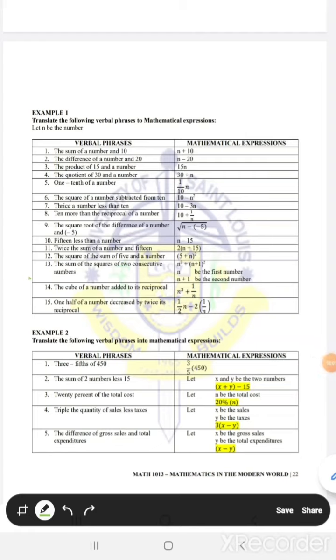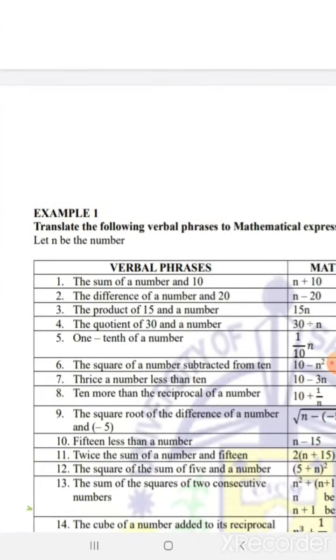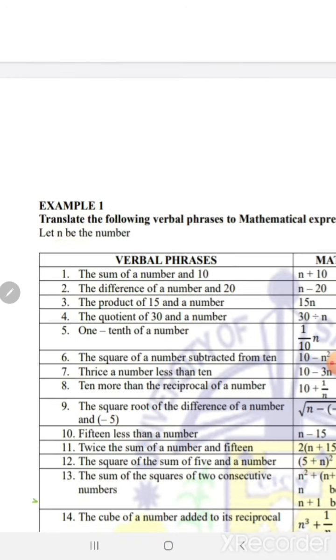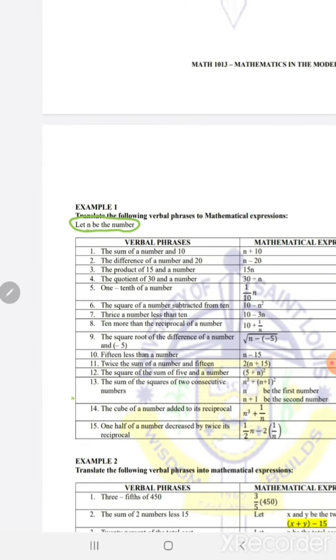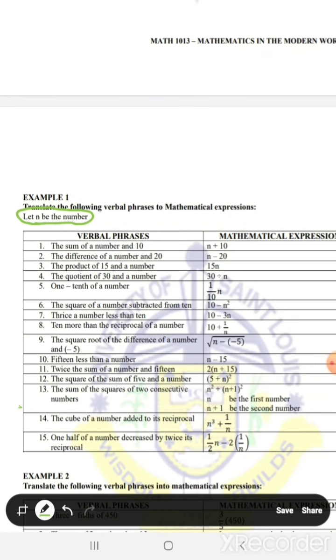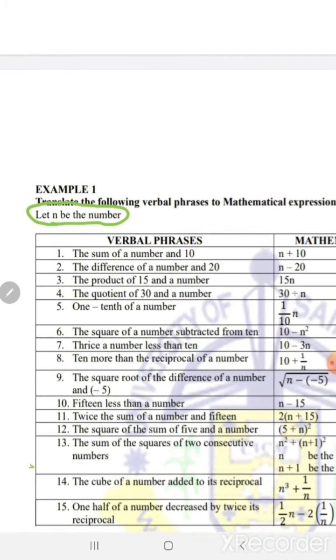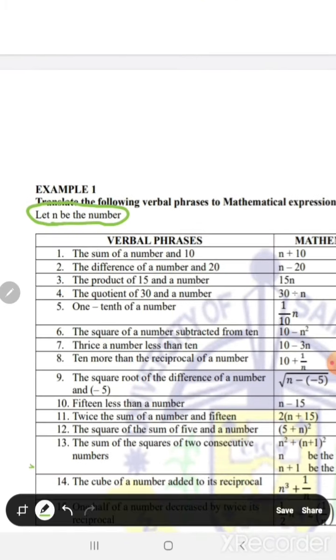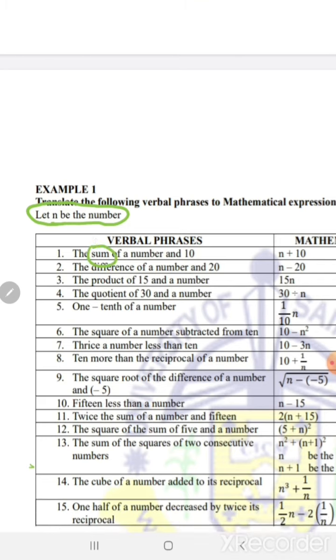Okay, guys. So let us now translate the following verbal phrases to mathematical expression. Always take note that the term n should be any number. The sum of a number and 10: your sum always means addition. Hindi magbabago yung meaning ng sum natin, that it will always mean addition.